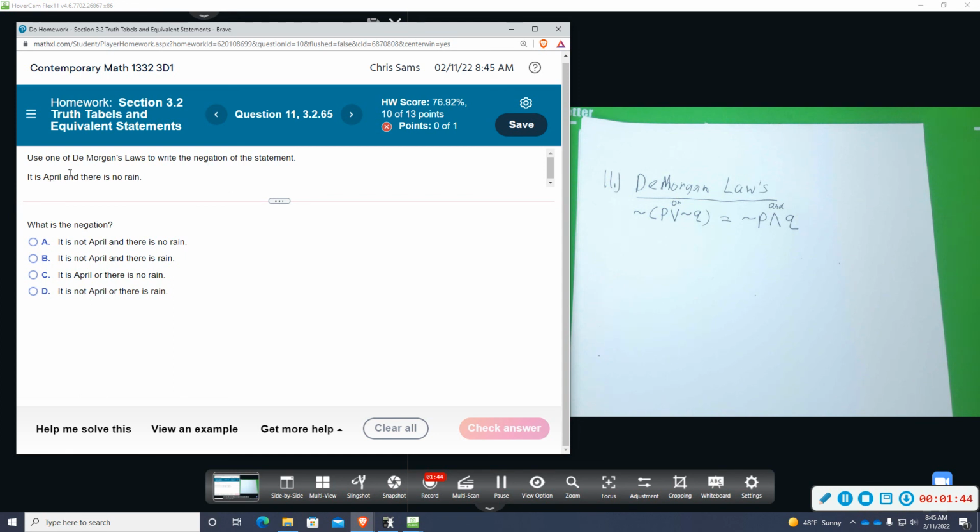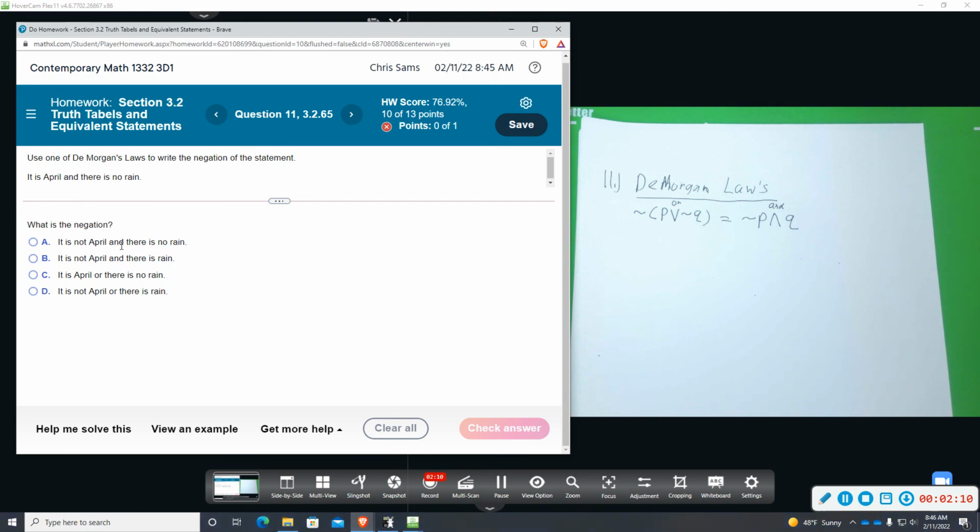This has and. So my and is going to change to or. So it is not April, or there is no rain will change to there is rain. So it is not April, or there is rain. It is not April, or there is rain. That's what we're looking for.